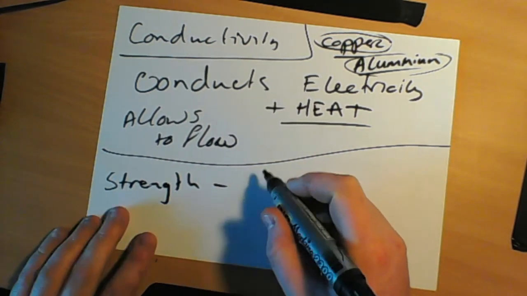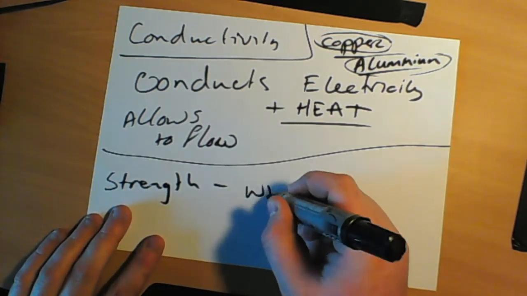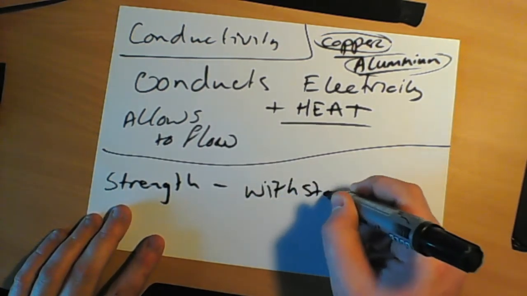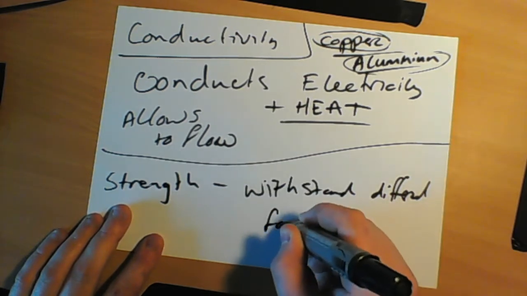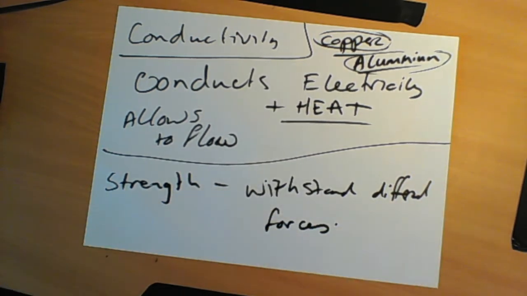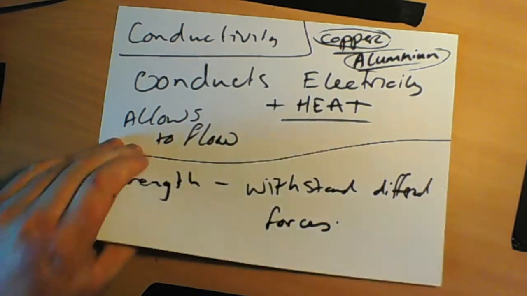Strength is being able to withstand different forces. If something is under torsion, being pulled, pushed, twisted, or being cut, a strong material is able to withstand all those and stand up through it. That's what strength is.